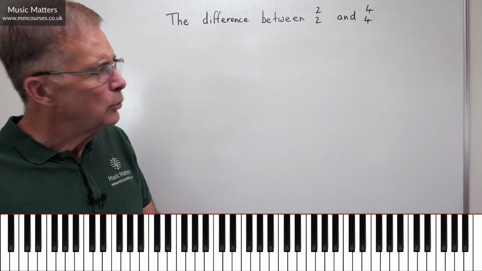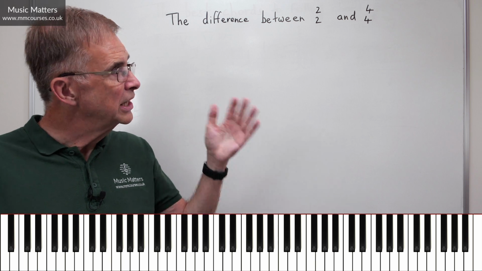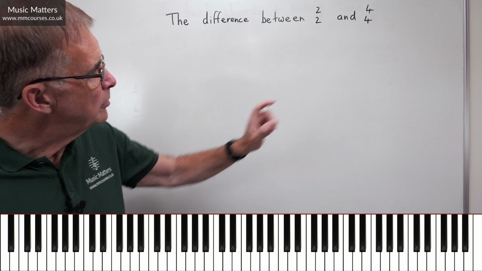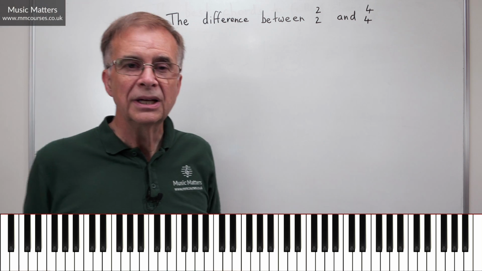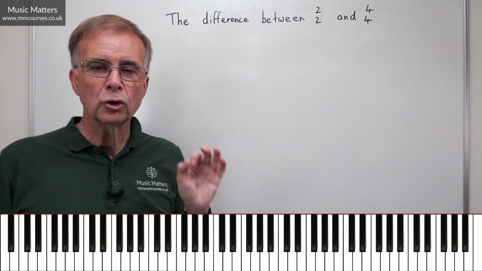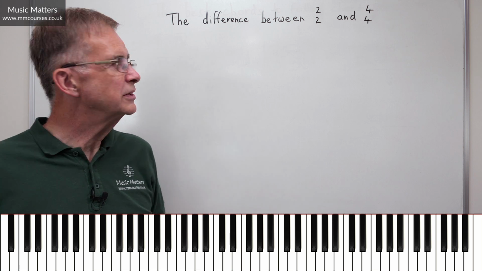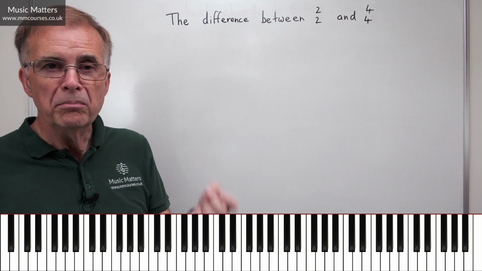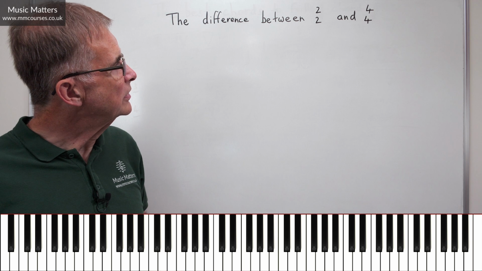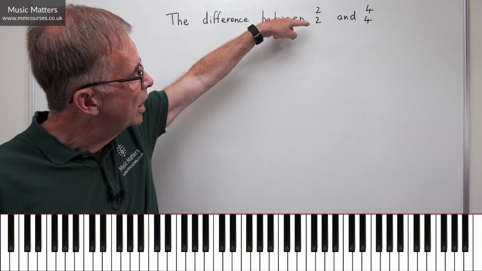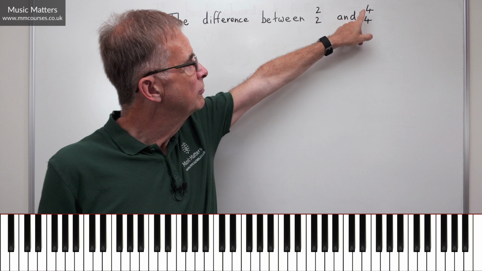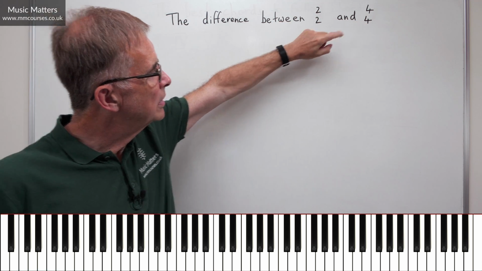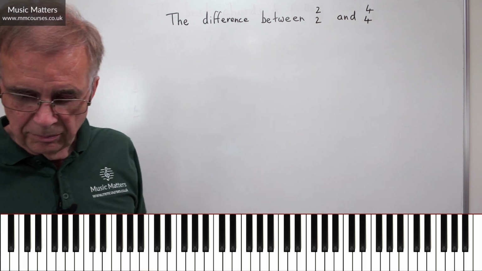So what does the lower number tell us? Well, the lower number, remember, is telling us what those somethings are. So I hope you can just accept for a moment that if we have 4 at the bottom, that's telling us that they are crotchet beats, quarter note beats. If we have 2 at the bottom, that's telling me that they are minim beats or half note beats. Okay, so 2 half note beats in a bar or 4 quarter note beats in a bar. 2 minim beats in a bar, 4 crotchet beats in a bar.